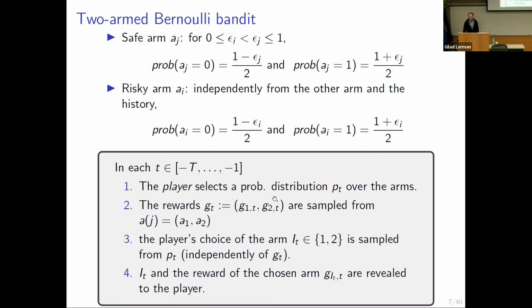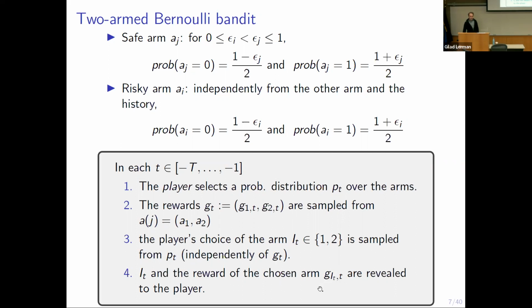It's a discrete game. In each period, the player selects a probability distribution over the arms using all the information that's been revealed to her. The rewards from each arm are sampled from these two probability distributions. Then the player's choice of the arm is sampled from the distribution, so the player can randomize. The index of the arm IT that's been sampled and the reward of the chosen arm, GT IT, are revealed to the player.